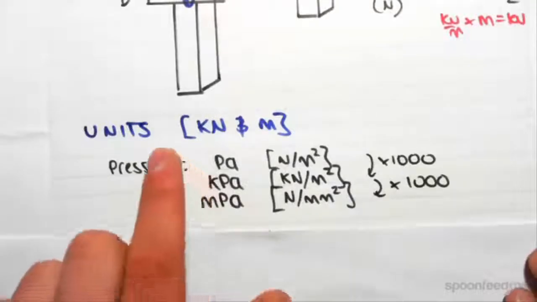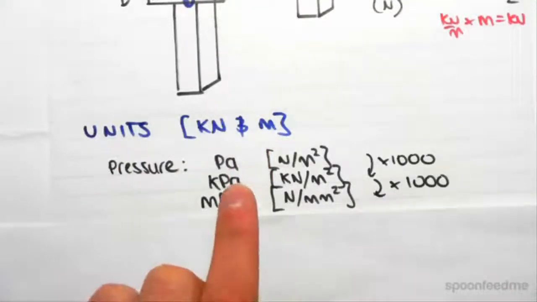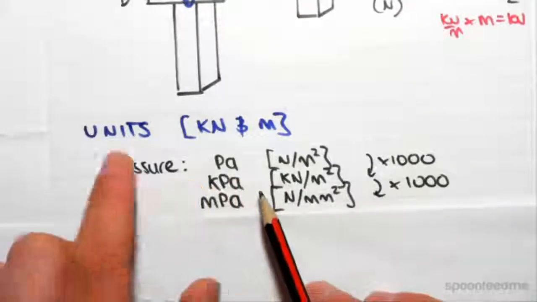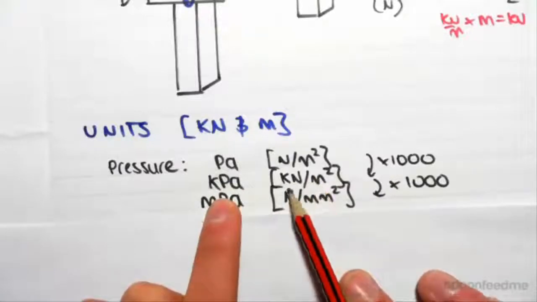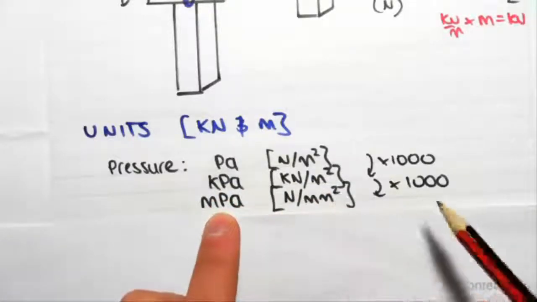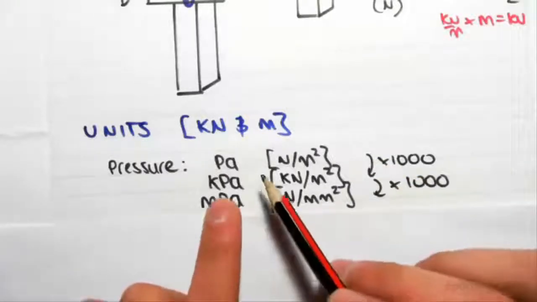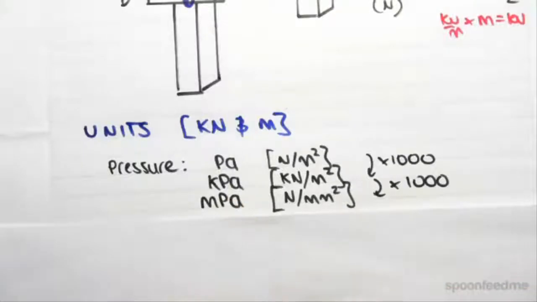Okay, in the code, all units are in kilonewtons and meters. The first type of unit we have is a Pascal, so we're dealing with pressures now. A Pascal is a Newton per meter squared, a kilopascal is a kilonewton per meter squared, and a megapascal is a newton per millimeter squared. Each one of these you multiply by 1,000. So there's 1,000 pascals in a kilopascal, there's 1,000 kilopascals in a megapascal.